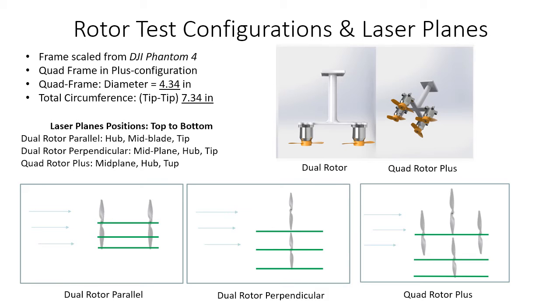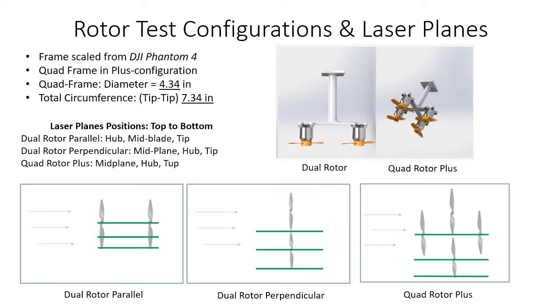For the laser plane positions, I tested 3 positions per rotor configuration. The first one is the dual rotor with the rotors parallel to the incoming crossflow, and with the laser plane positioned at the tip, mid blade, and hub. And then I only tested one side, as this is a symmetrical system. The top side should mirror the bottom side.